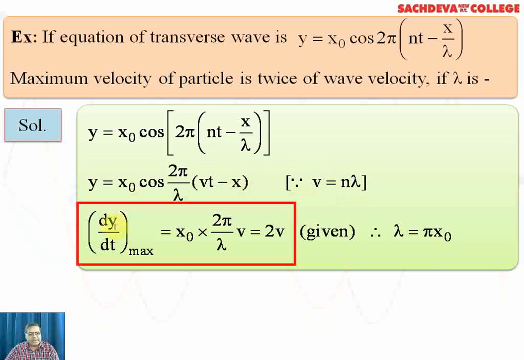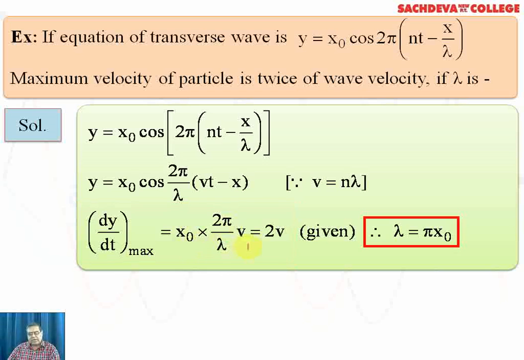So we take the derivative of the function, dy by dt, with respect to time for the maximum, and we have taken the derivative of the right side also, and we found that the number comes to x naught into 2 pi by lambda into V, or 2 nu, given that lambda is equal to pi x naught.